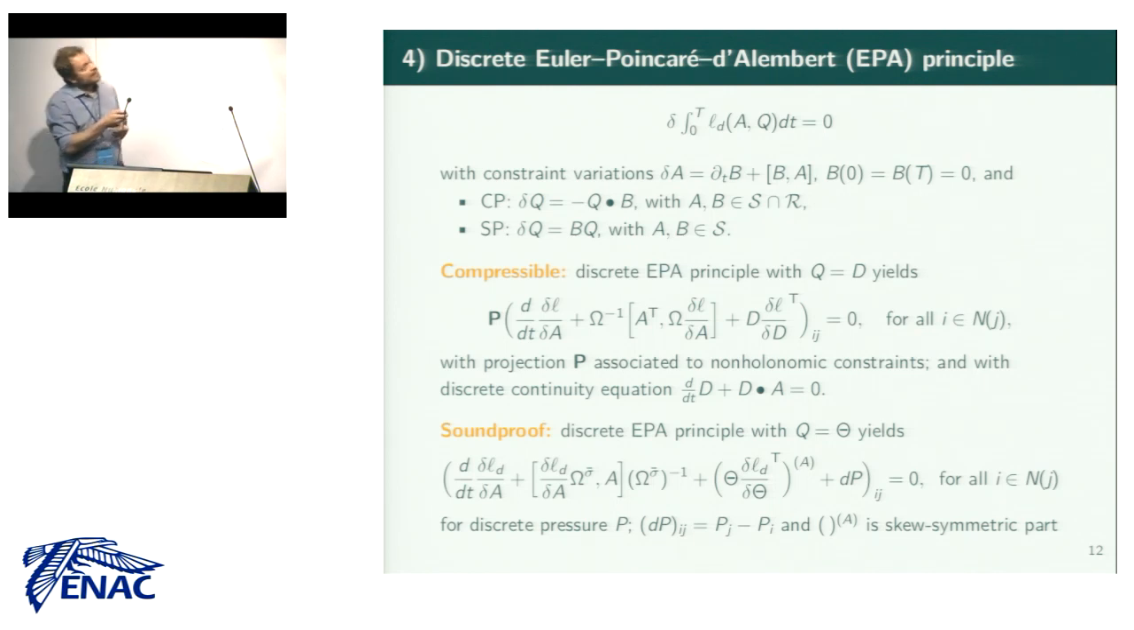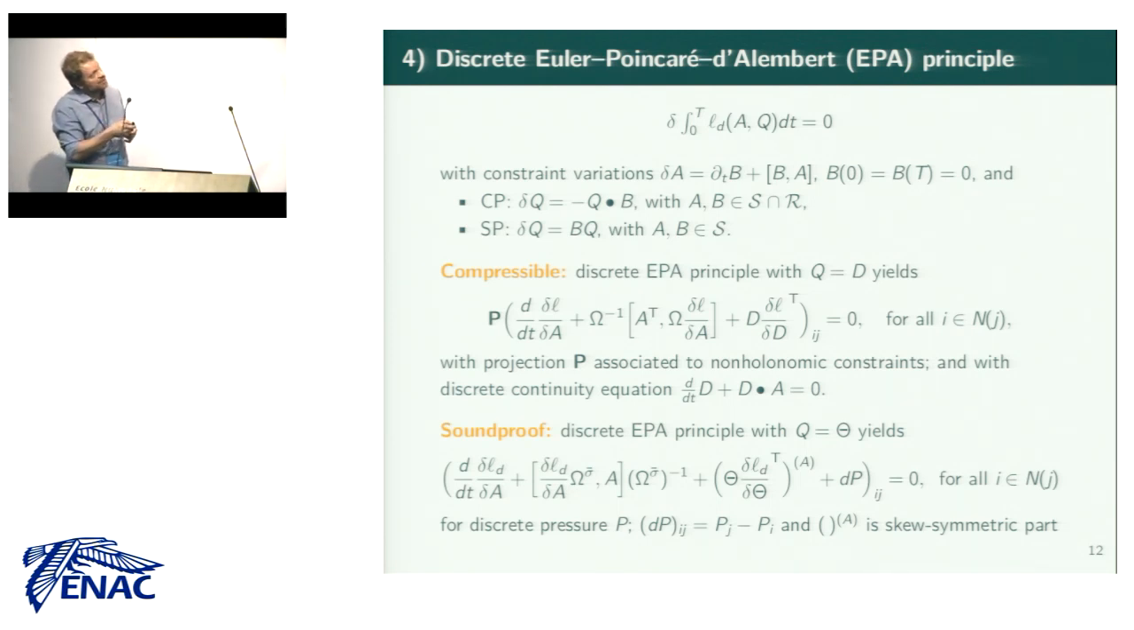Euler-Poincaré-D'Alembert principle. Now, for a variation of a discrete Lagrangian with discrete matrix elements and discrete advected quantities, we have constraint variations also written in a discrete sense. Here we distinguish again between a compressible and the soundproof model. I don't go into detail here, but what we find is now Euler-Poincaré equations that allow us to discretize by choosing a discrete Lagrangian, just putting it here inside, and we will immediately find the discretization.